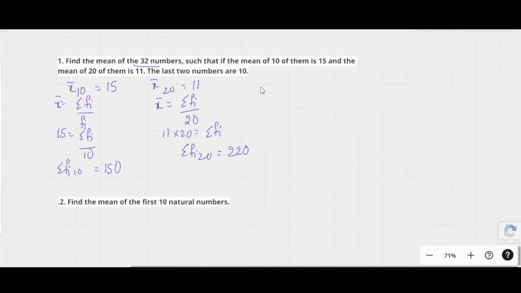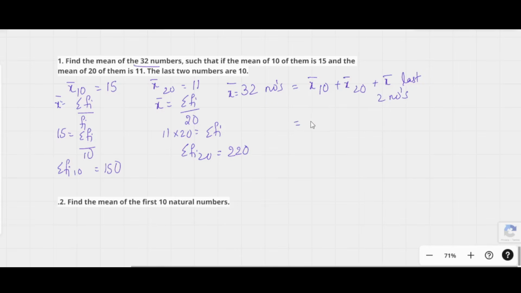Yes. Now they have asked us to find the mean for the first 32 numbers, right? So the sum for the 32 numbers is equal to the sum of 10 numbers plus the sum of 20 numbers, here we get 20 plus 10, 30, plus the sum of the last two numbers. They told us the mean of the last two numbers is 10.